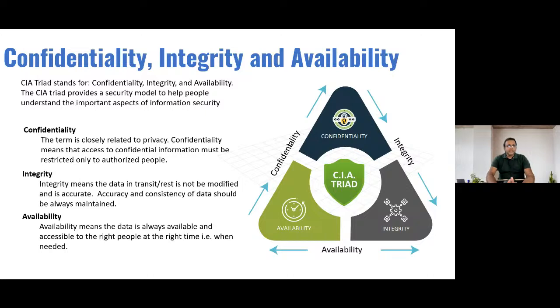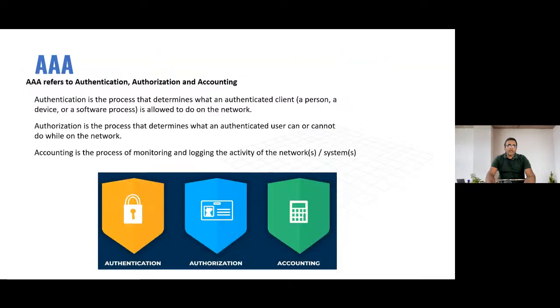This is the main broad scope of what is included. But along with this, there are three other things we need to be aware of: authentication, authorization, and accounting, or accountability. This is something where people are more involved at an enterprise level, at a website level, in designing.